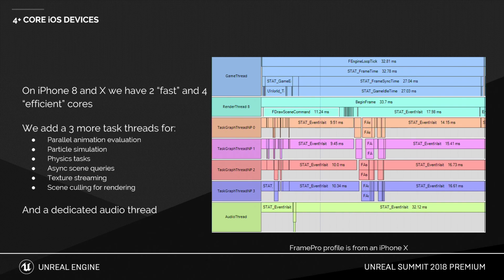And so we can set up some more task threads to use for things like animation, particle simulation, physics, texture streaming, and improved parallelism in the renderer. And you can see early on in the frame, there's a lot going on in each of those worker threads. So we're doing some work in parallel in there for saving the overall frame time.